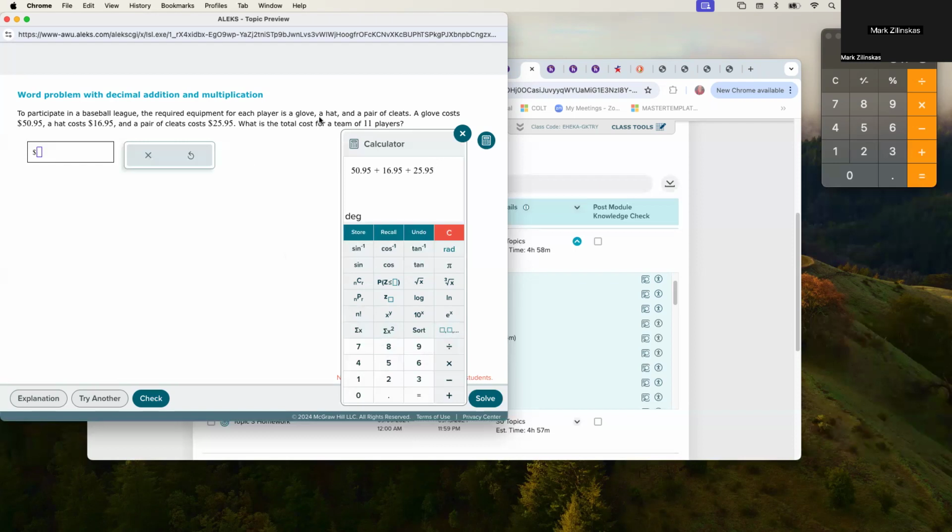okay, so here we have the glove, hat, and a pair of cleats all cost those respective numbers. And so I'm going to add all that up for one player, okay, which would be 93. And then now we want it for 11 players. So you can just hit the multiplication button and it still keeps that there for you. And then I can hit my equals and use my solve button. And there you can see that I end up with the total cost there.